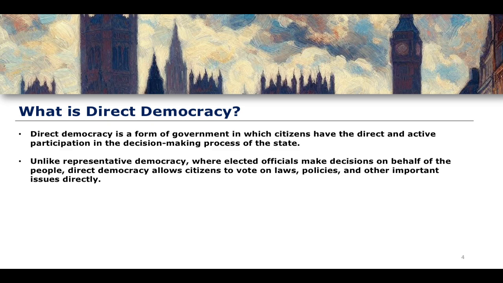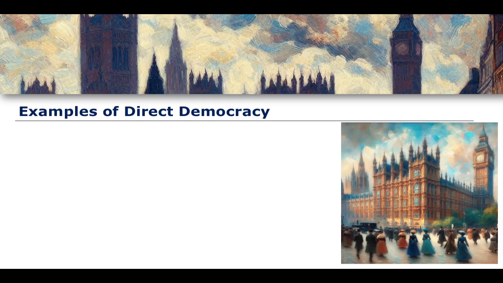By contrast, direct democracy allows citizens to vote on laws, on policies, and other important issues directly. So rather than there being a system of representatives and members of parliament that vote on laws, you just vote on laws yourself directly and get involved in that kind of direct system of democratic participation.